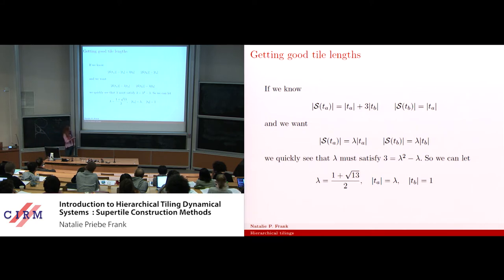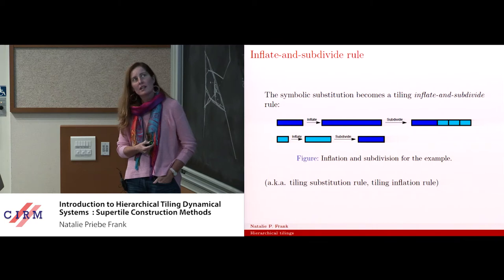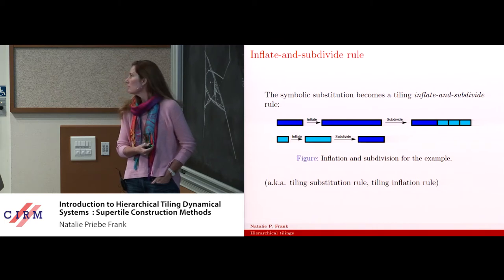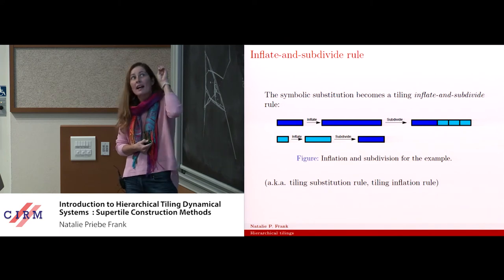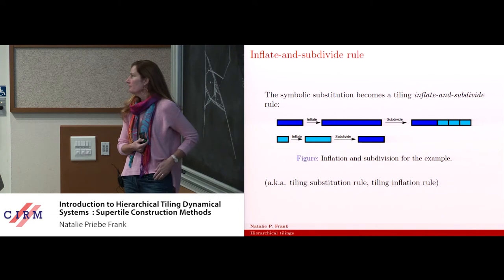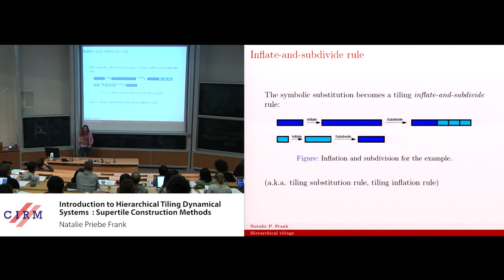All right, so the symbolic substitution becomes what we call an inflate and subdivide rule, or maybe an inflation rule. So if this is the A tile, so it's longer, it's like 1 plus root 13 over 2, you inflate it by lambda, and then you break it up into A, B, B, B, right? And the B tile, I blow it up, and then when I subdivide it, it just becomes the A tile, right? Does it make sense?